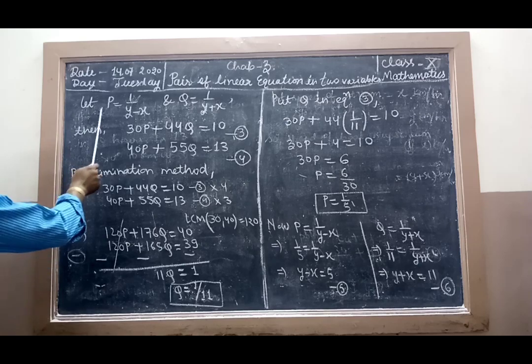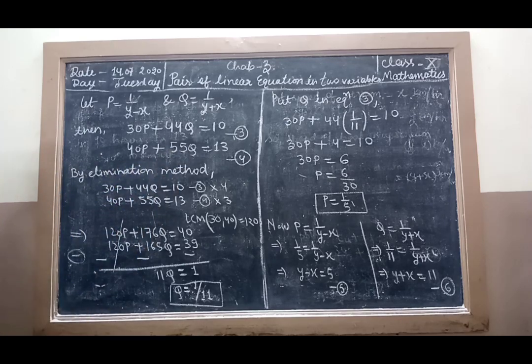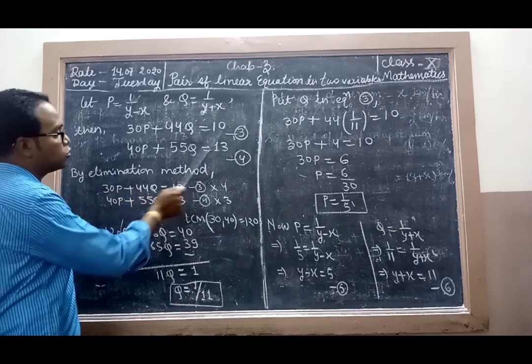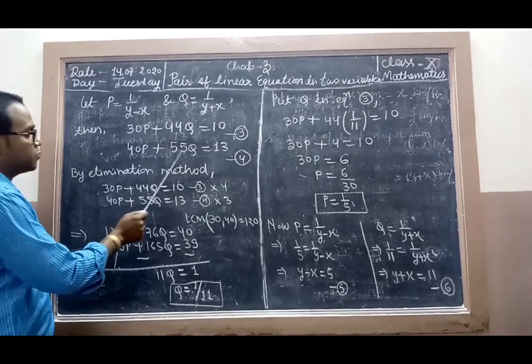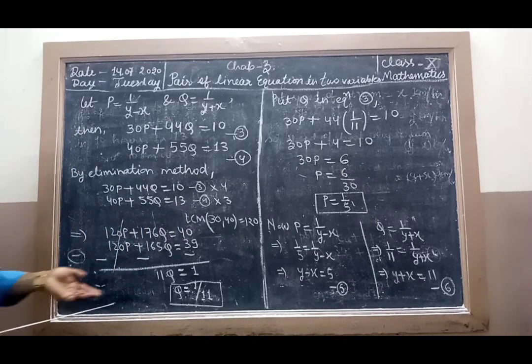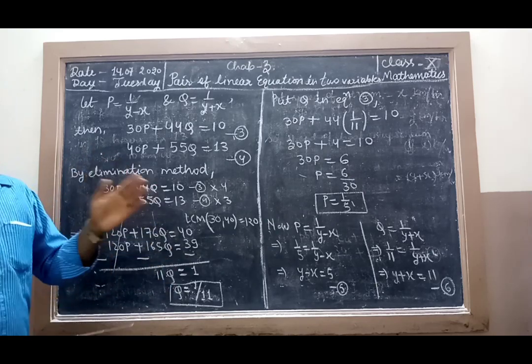Let P be equal to 1 upon y minus x and Q be equal to 1 upon y plus x. Then the equations reduce to 30P plus 44Q equals 10, and 40P plus 55Q equals 13. Now we solve by any algebraic method and find P and Q. After that we will get x and y.